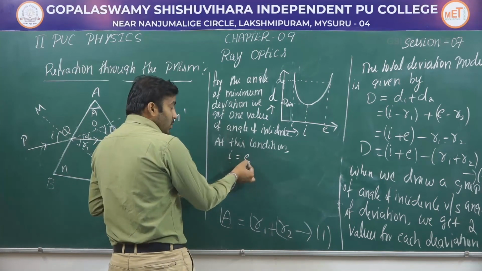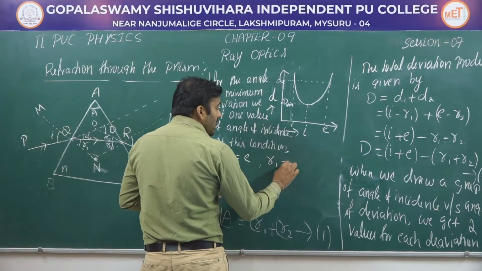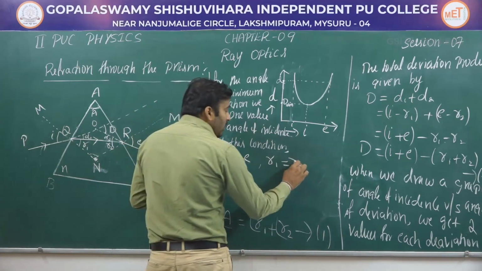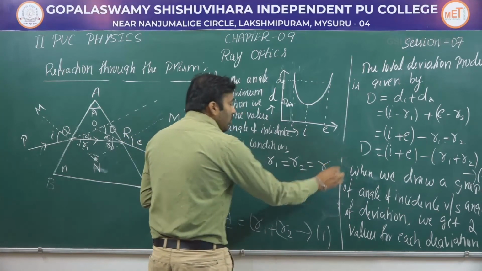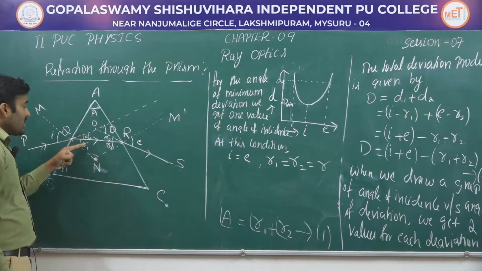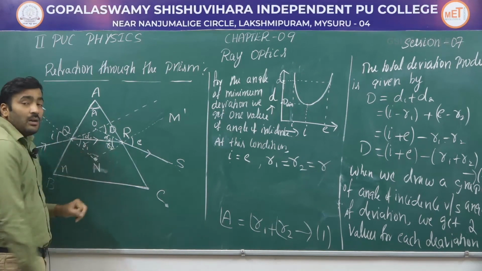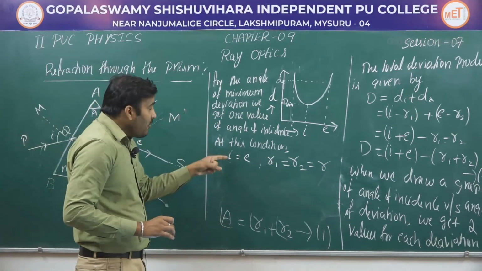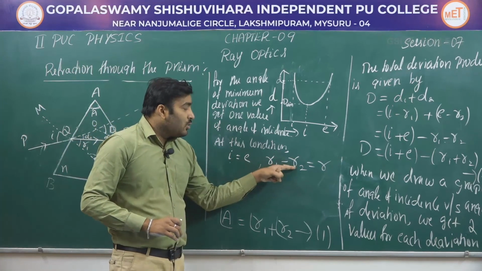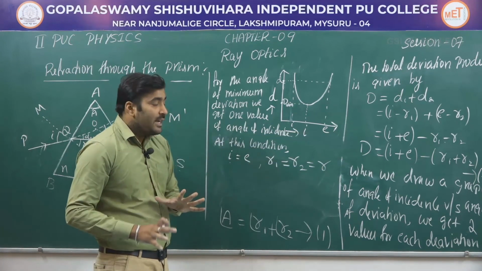The value of I is equal to E. And also, very importantly, the angle of refraction at the first surface will be equal to the angle of refraction at the second surface, which is equal to r. So here, this R1 and R2 become the same when the deviation is minimum. So let me apply the values of I equal to E and R1 equal to R2 equal to r in equations 1 and 2.